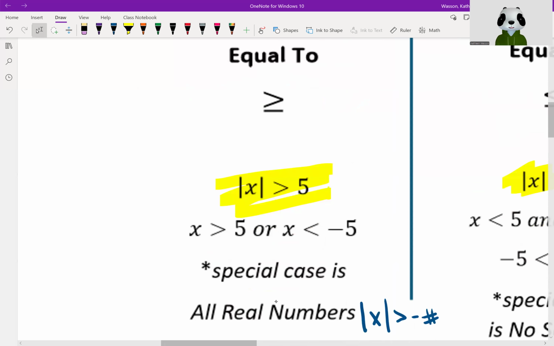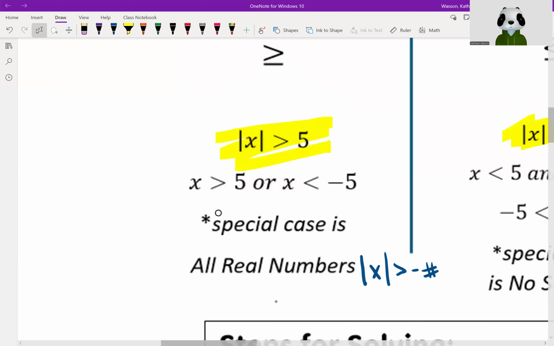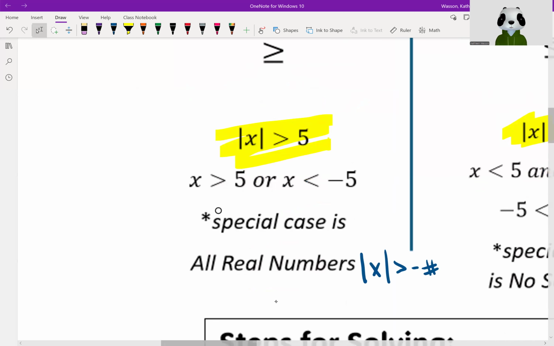You could write this as two separate inequalities joined by OR, and the special case is when the absolute value of something is greater than a negative number. This is always true. So the solution is that you could choose any x, and this would still be true. So we say that's all real numbers.